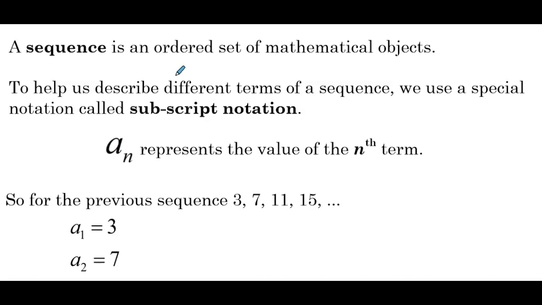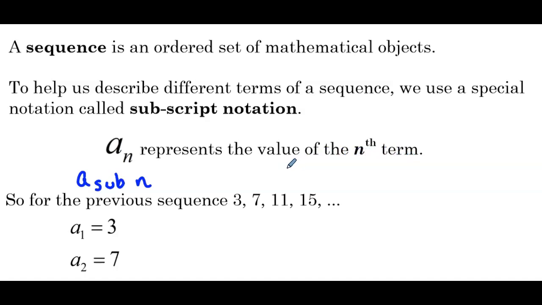Now when we're working with sequences, we have a new notation. To help us describe different terms of a sequence, we use a special notation called subscript notation. And that's right here, a sub n. So we pronounce it a sub n. And that's just to indicate that n is the subscript in the notation, and it represents the value of the nth term. So the first term would be a sub 1, second term would be a sub 2.